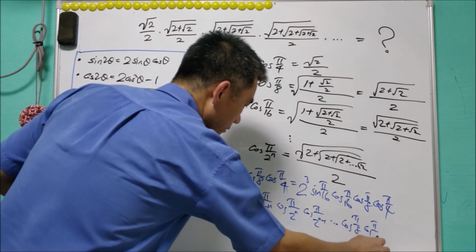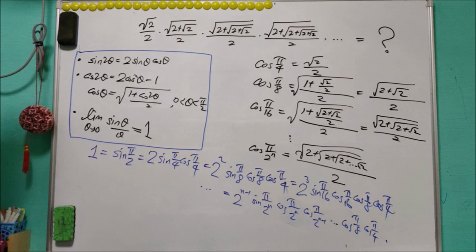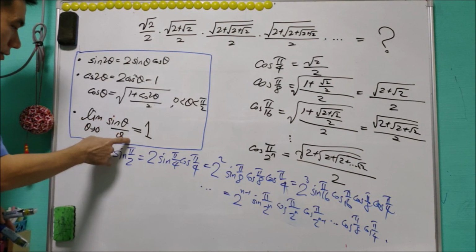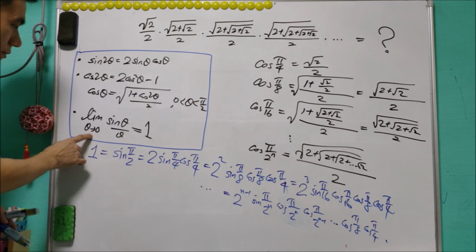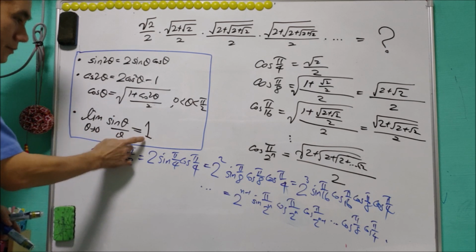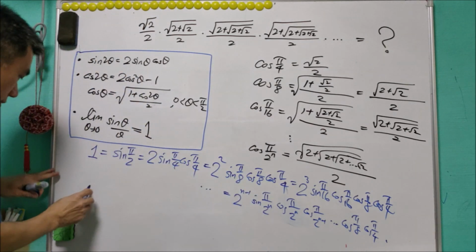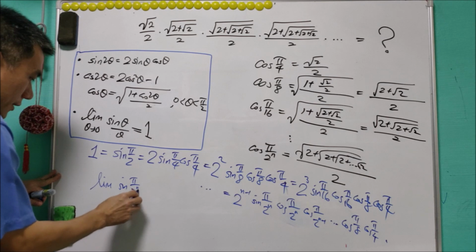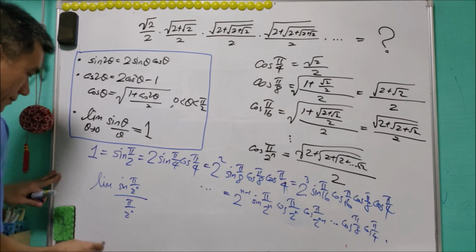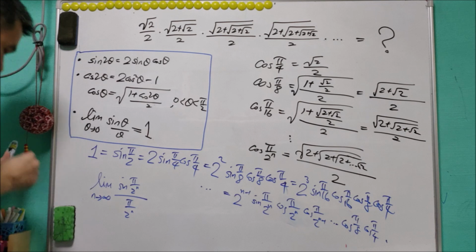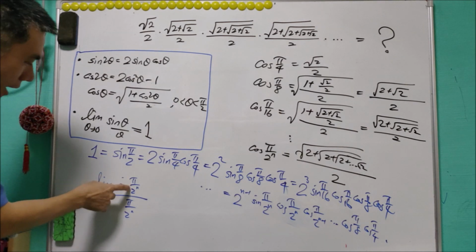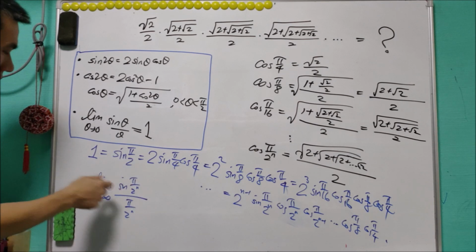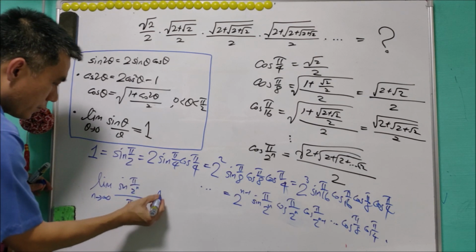Then we are going to use the third result here. Sine theta over theta, when theta is small, this value is equal to 1. So what we have here is the limit of sine pi over 2^n over pi over 2^n when n is big enough. When n is big enough, pi over 2^n is very, very small. So this will be equal to 1.